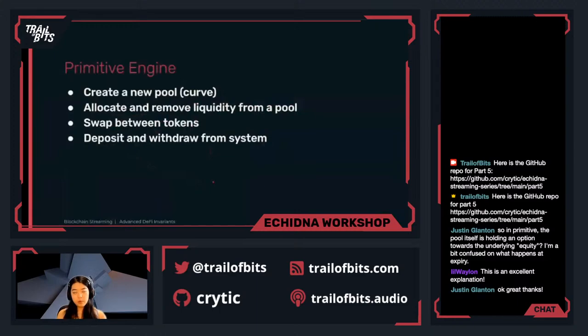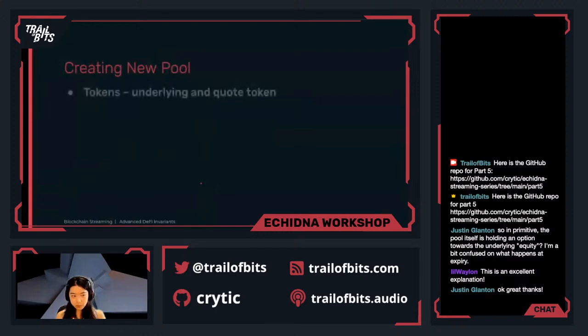This engine contract essentially allows a series of operations, which include creating a pool, adding and removing liquidity from a pool, swapping tokens, and then depositing and withdrawing from the engine. So from a behavior perspective, we're going to go into more detail as to what these operations actually entail. When you create a new pool, you're specifying a series of parameters that essentially define how the pool is expected to function.